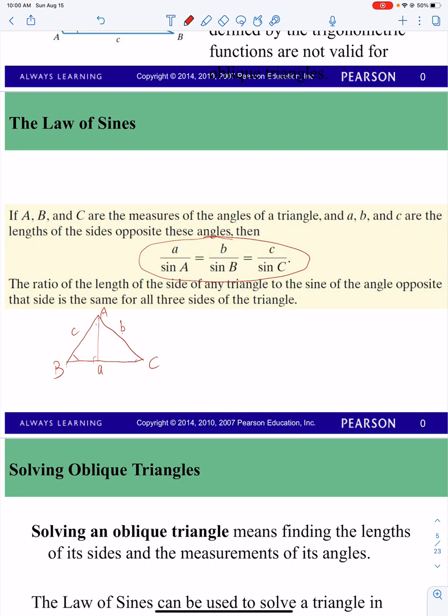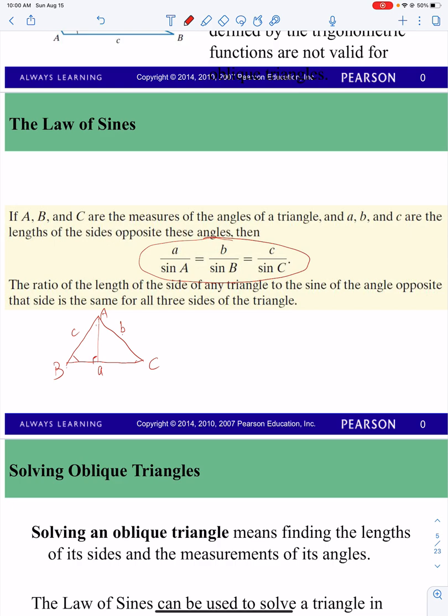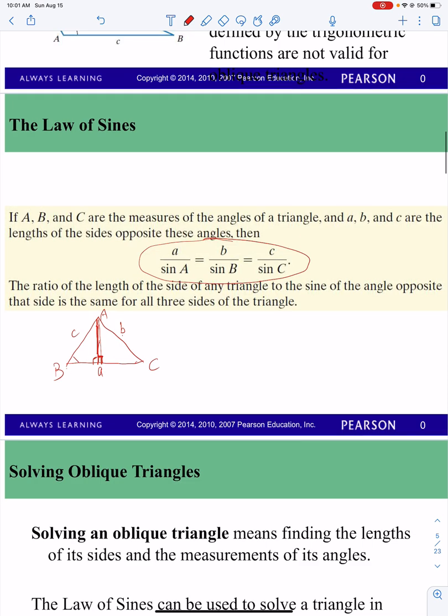Why? How could we get this? All these sines, sine A, sine B, are defined in the right triangle, yeah? So we draw a height from A on BC. What happened? We get two right triangles, yeah? We let the height be H, on the left triangle.